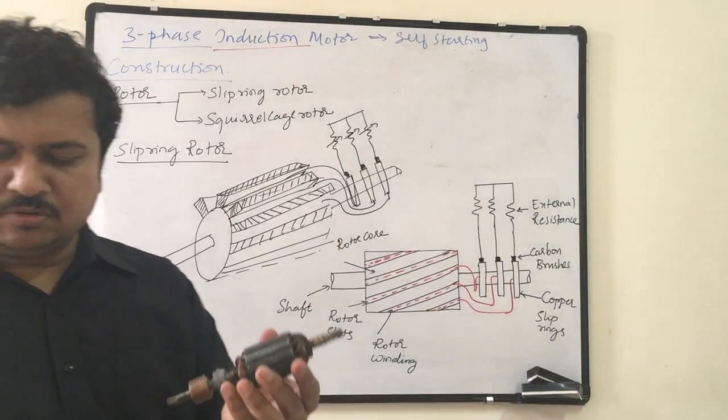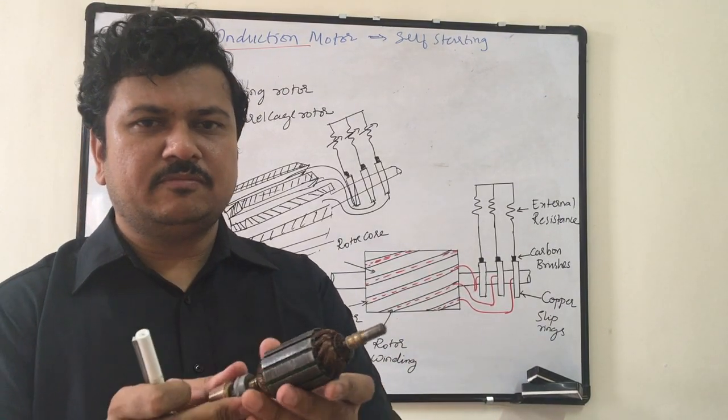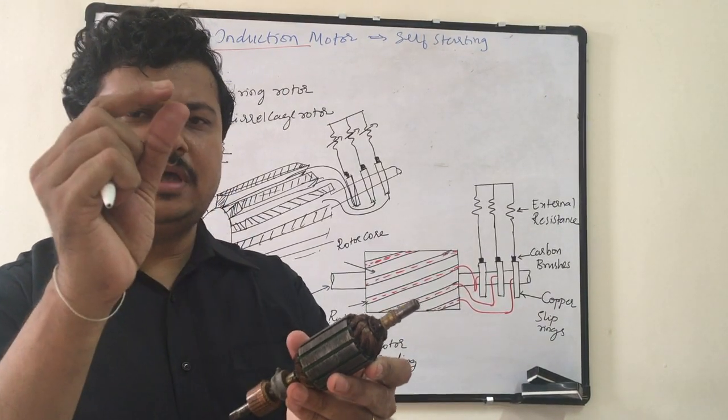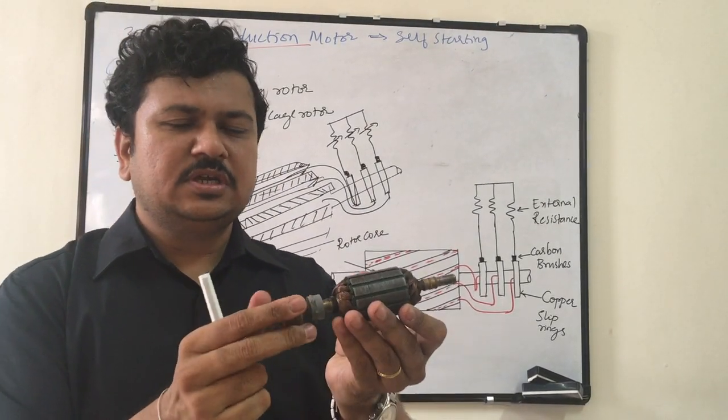Okay, so this is the rotor structure and how the winding is provided. See, a lot of conductors you can see here. These are all thin copper wires, wound in the form of winding. Okay, so this is the rotor structure.